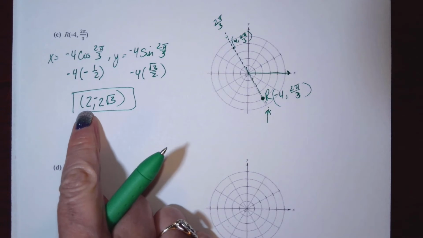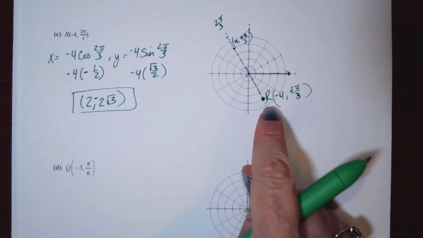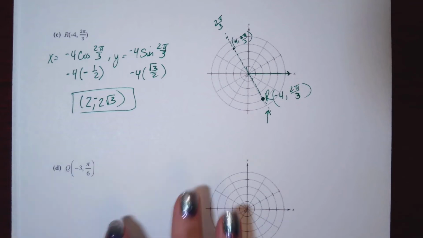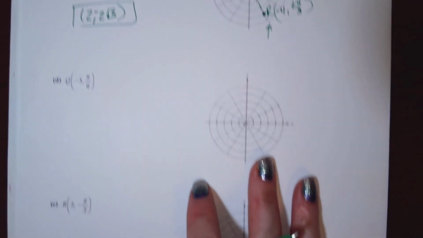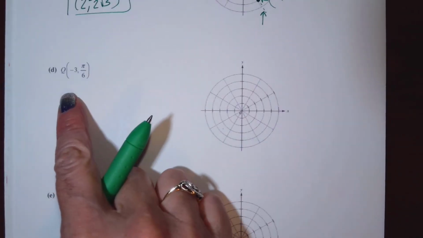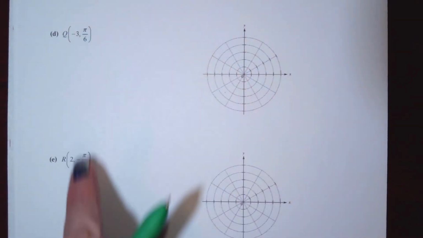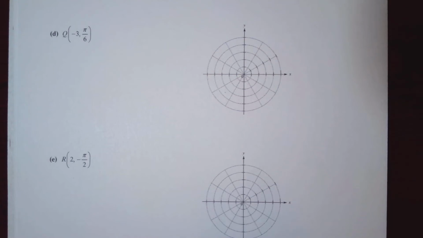I end up with a +2 and -2√3, which would throw me into my 4th quadrant if it was a rectangular grid. We've got another one with a negative value. For D and E, this point Q and this point R, I encourage you to pause the video, do them on your own, and then see how you did.